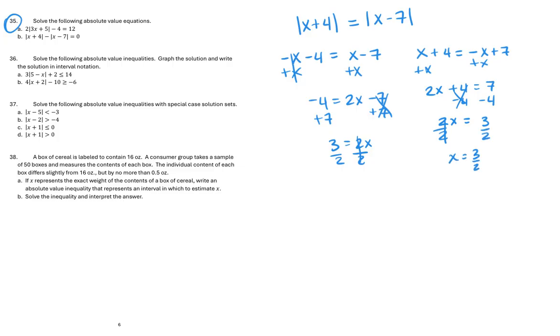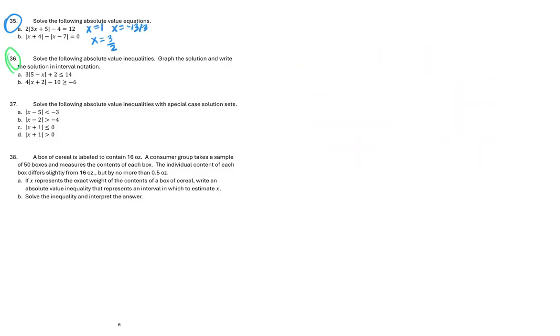So no matter how you do this, you set one to the negative positive or the positive to the negative, you will always get only one value in this absolute value where you're going to get an answer. So there's only one solution with an absolute value problem like this. Okay? Let's move on to number 36.